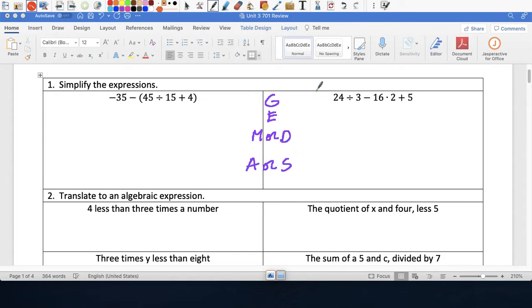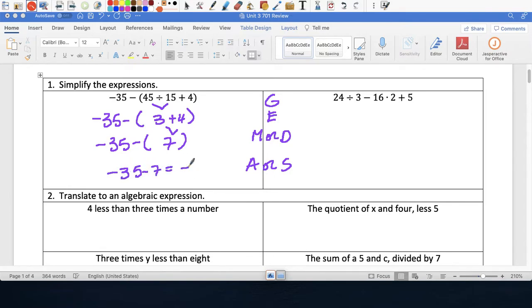So over here we have to do the parentheses first, right? So inside the parentheses we do this 45 divided by 15. So over here I'm going to write negative 35 minus, and then 45 divided by 15 is 3. And then I'm going to do plus 4. Negative 35 minus, and inside the parentheses, 3 plus 4, it's 7. Now, right, I can do negative 35 minus 7, that's going to give me negative 42.